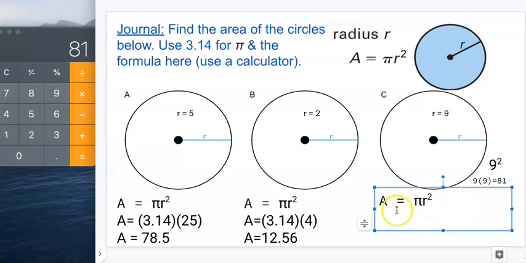Now, let's go ahead and finish by plugging in our numbers. A equals pi, which is 3.14, times the radius squared, which was 81.